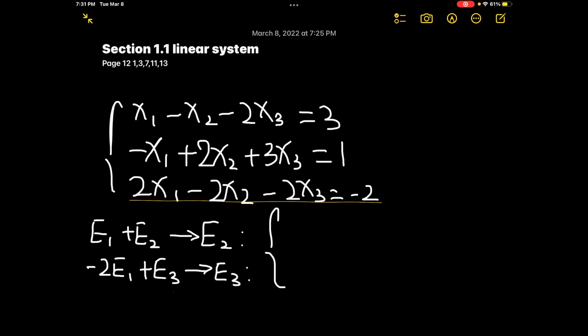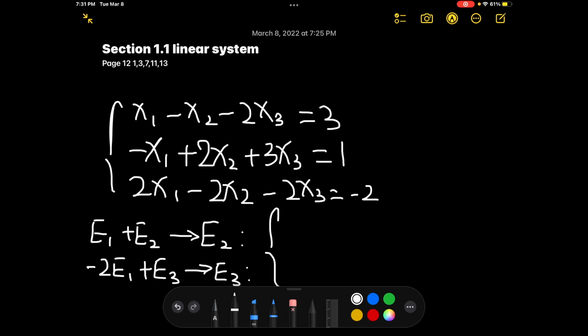The first question has 3 equations and 3 variables, and it asks us to perform the operations: equation 1 plus equation 2, replacing equation 2, and also negative 2 times equation 1 plus equation 3, replacing equation 3. Let's start with the first one.